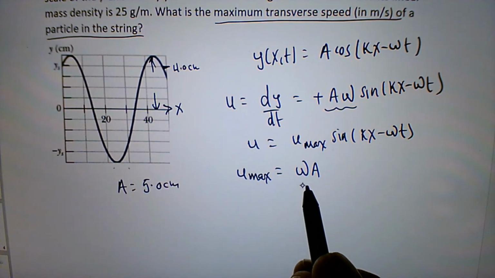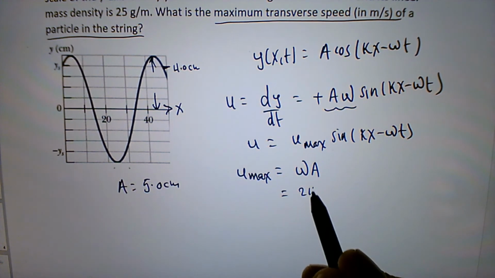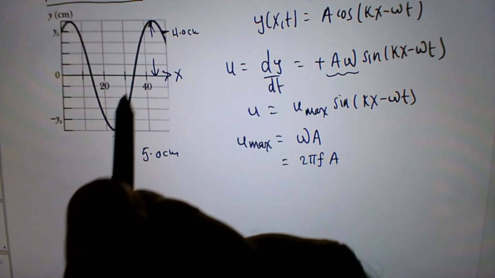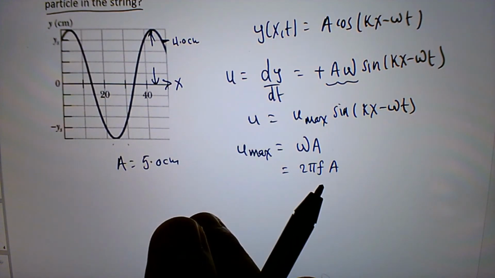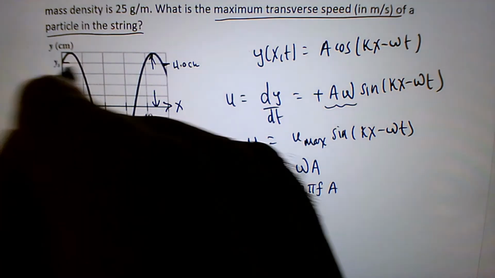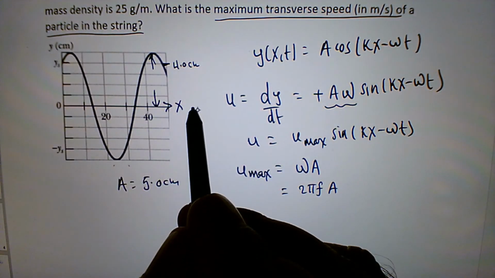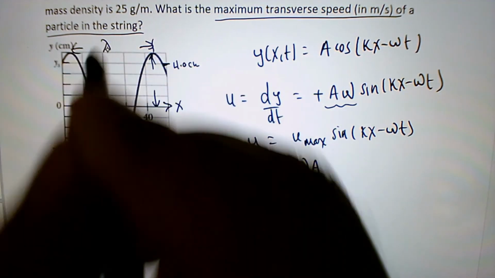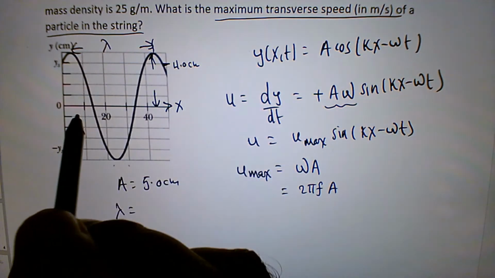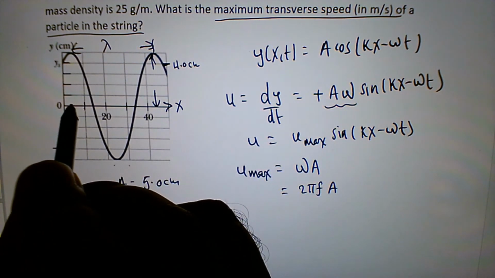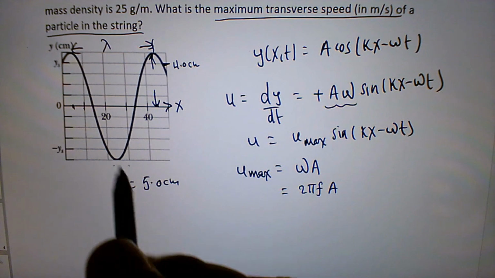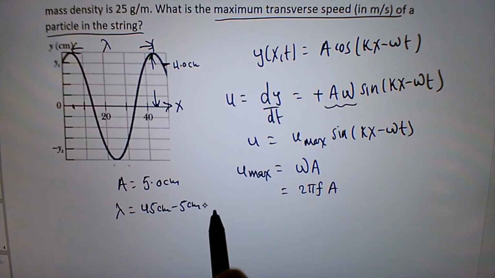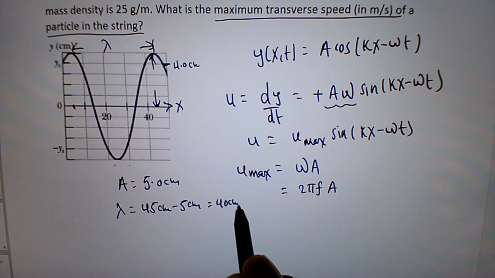So what else do you need? Now you're going to need the frequency, because omega is 2 pi times the frequency, times the amplitude. You already know the amplitude, but you don't know the frequency of the wave. So how do you find the frequency? This is a y versus x curve, it's the actual wave, so the peak to peak distance is lambda. That is 45 centimeters minus 5 centimeters, which is 40 centimeters, the wavelength.